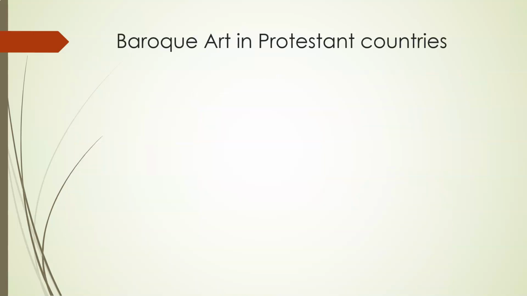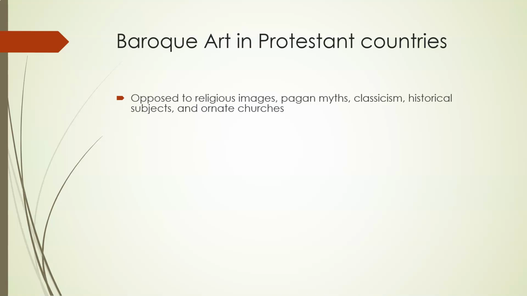Baroque art in Protestant countries was quite a bit different. They didn't do religious images or any kind of pagan myths, classicism, historical subjects, or ornate churches. Again, if you think about what we've learned about Protestantism, the focus is on Scripture. The focus is on the Bible. You don't need these images to ponder on or think about. And so their churches tended to be pretty simple, and there wasn't much of a need for a lot of religious imagery. So what does that leave us with?